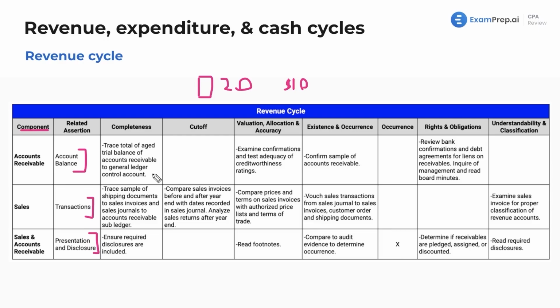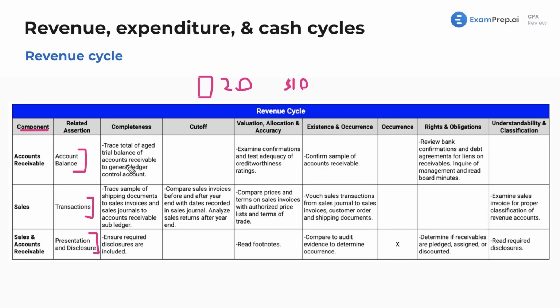And with that being said, let us now move on to our accounts receivable, which is going to be related to the account balance assertion because it's on the balance sheet. It's a point in time. And we're going to see this related to completeness. And how are we going to test for that completeness assertion? Well, we are going to trace the total of the aged trial balance of accounts receivable to the general ledger control account.